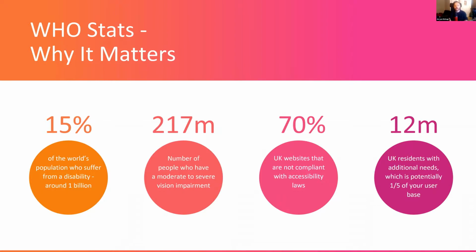Some of the things that you should be thinking about. Physical: things like paralysis, fine motor control issues or amputees. Sensory: things like blindness, autism or deafness. Intellectual: so developmental delays, Down syndrome. And finally mental illness: so things like schizophrenia and depression. All of these can have an effect on how people interact with your product or service.